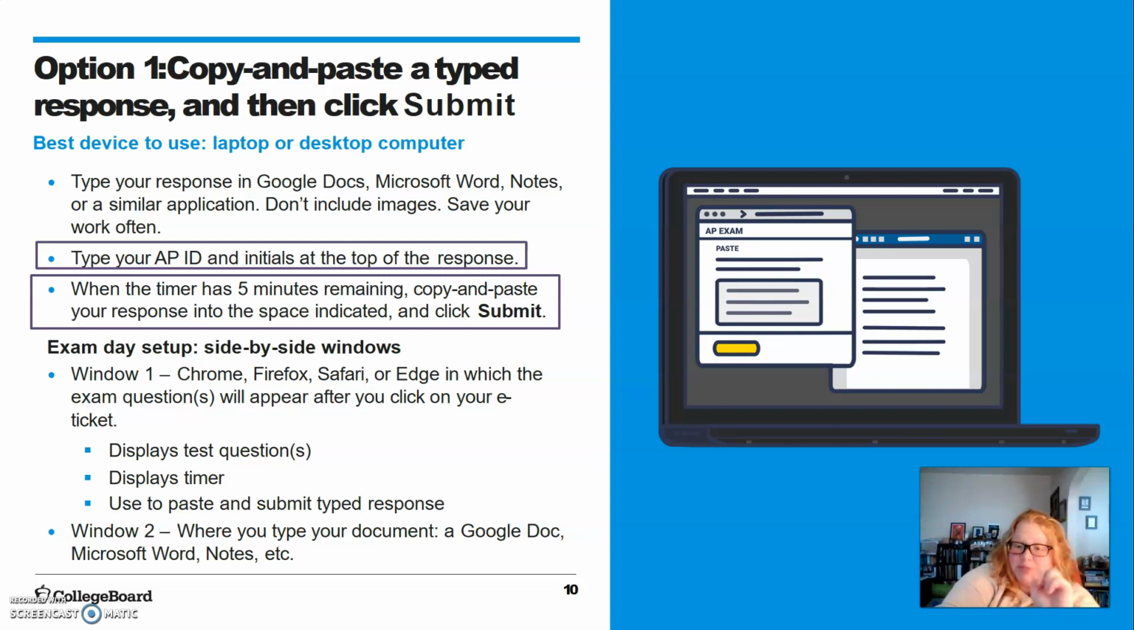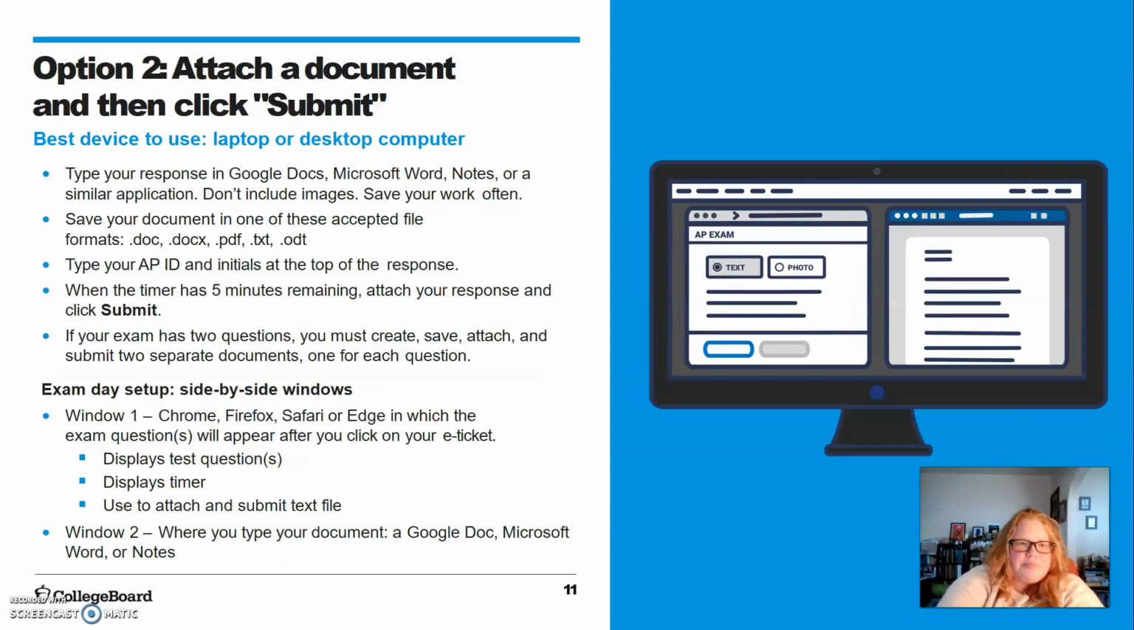So you'll have to submit once for each question, right? There are 2 questions, so you'll go through this process twice during the whole thing. Yeah, so make sure to include your AP ID, and when that timer hits 5 minutes, it'll turn red, and at that point, you need to submit your response. If you want to attach a document, you can do that.